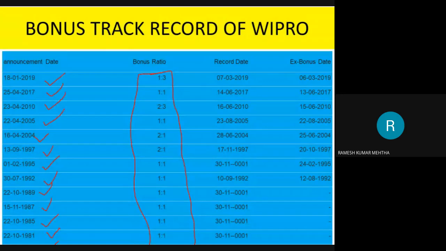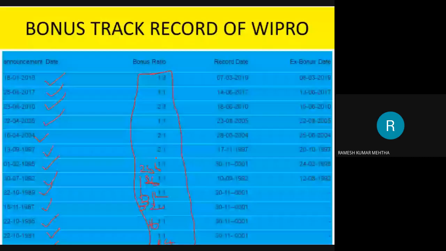A person who was having 3 shares was rewarded with 1 share, so he got 4 shares. When he got 4 shares, the company declared 1:1, so for 4 shares he got 8. Now 16 here, 32 here, 64 here, 128 shares with him, then 256. Here for one share he has got 2 shares.